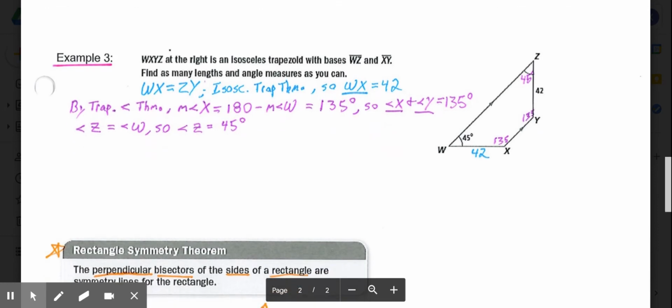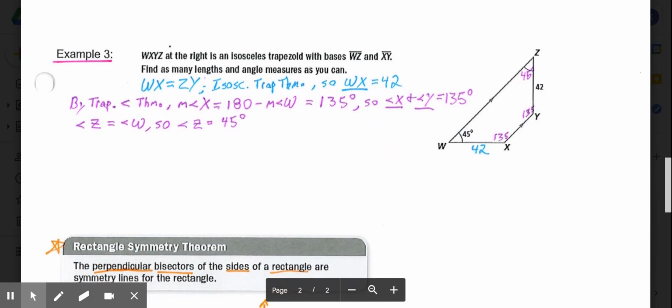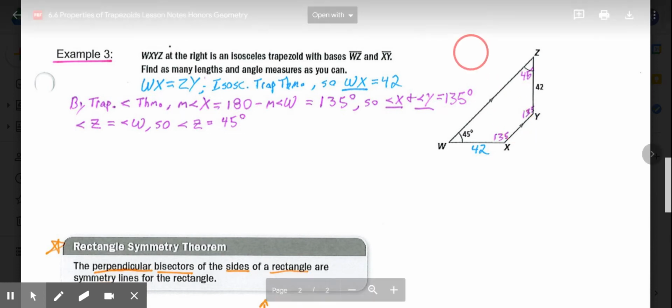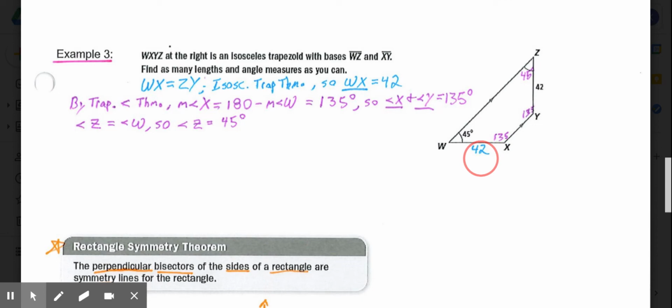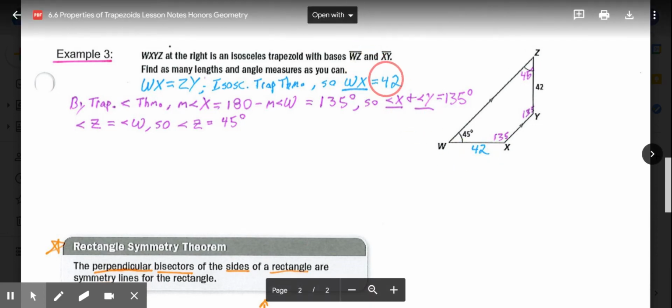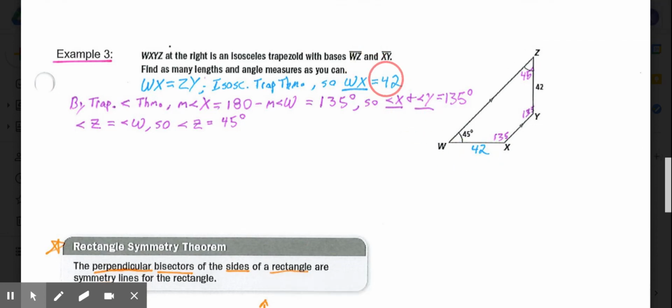Example 3 says WXYZ at the right is an isosceles trapezoid with the bases WZ and XY. So WZ and XY are my bases, so I know they're parallel. And then I know it's an isosceles trapezoid, so what I know right away is that ZY here would be equal to WX here. So we could state that ZY is 42 units.